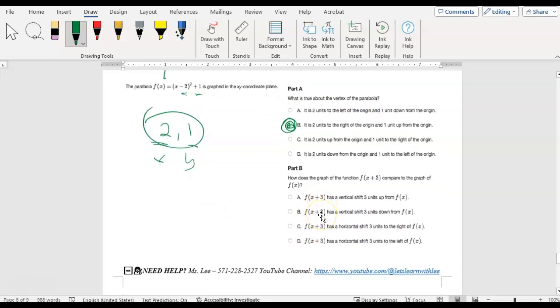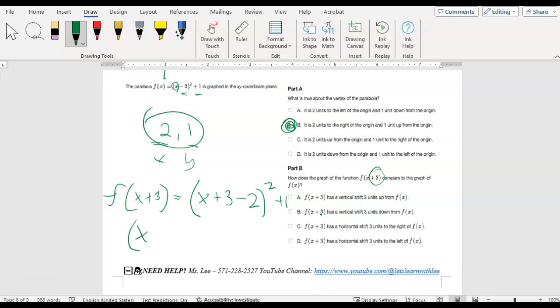Part B. How does the graph of the function f of x plus 3 compare to the graph of f of x? So if I'm adding 3 to x, what we would do is we would say f of x plus 3 equals, instead of x, I'm writing x plus 3. So x plus 3 minus 2 squared plus 1. That's where that graph is changing. So instead of x, again, you're just writing x plus 3. So we'd rewrite this as x plus 3 minus 2 is 1. So x plus 1 squared plus 1.